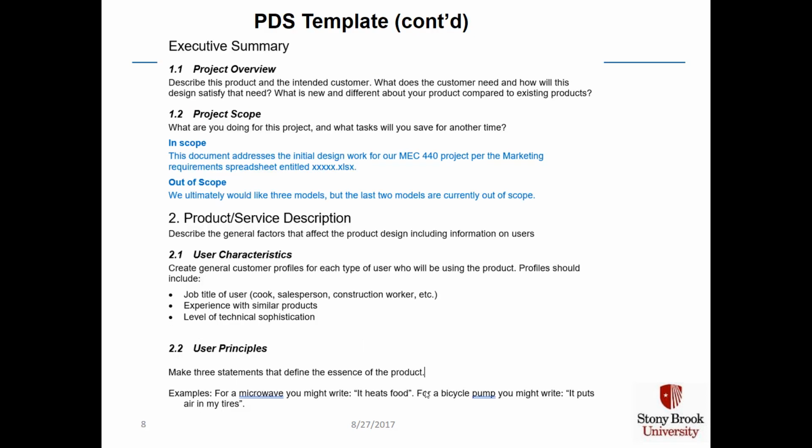In section 1.1, write a paragraph about your project where you answer the questions noted. In section 1.2, define what is in scope for the project. This means what part of the market requirements you've decided to tackle with your senior design project. Then define the opposite, in other words, what is out of scope.